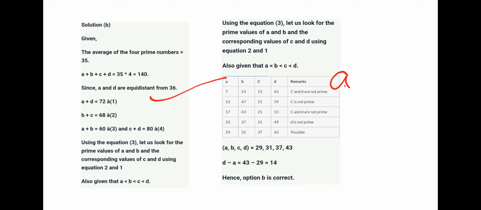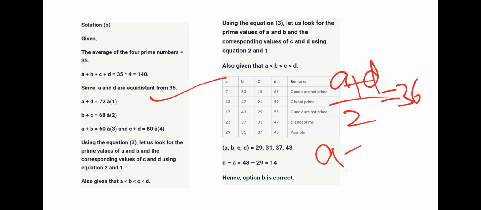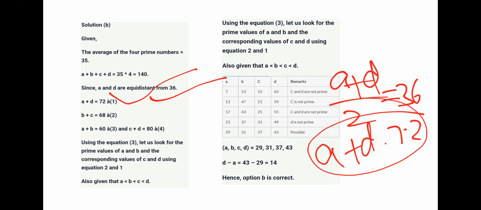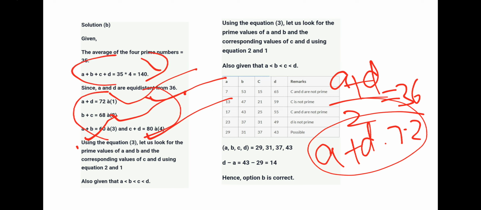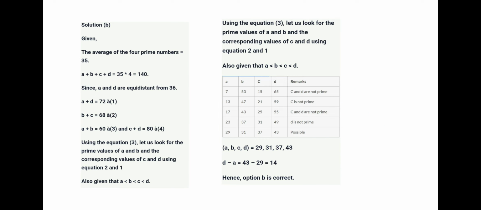So A and D are equidistant from 36, it's nothing but A plus D is equal to 36 into 2, that is 72. So this will be the first equation. The second equation, B and C are equidistant from something they have given. I think it is given as 34, so 34 into 2 is 68. Next is 30 into 2 and next is 40 into 2, which we have done. So we have got 4 equations and here the 5th equation. So we have 5 equations with us.